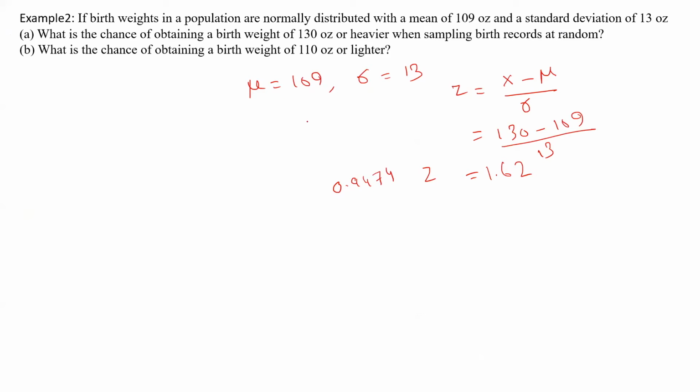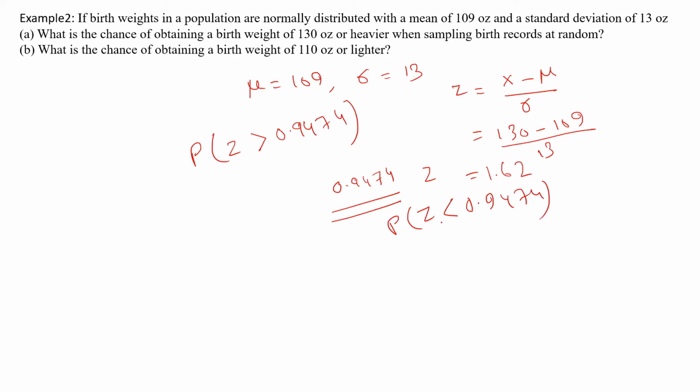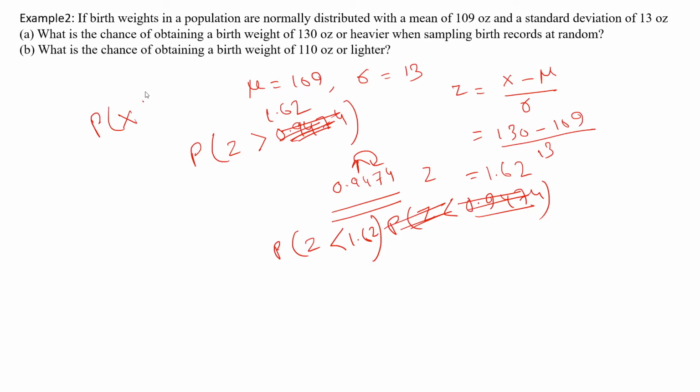But what is asked here is the chance of obtaining a birth weight of 130 ounces or heavier, meaning we need to find out this. Now I told you how to find this. The whole area is 1. So the value that you got, 0.9474, is for P of Z less than 1.62. Less than 1.62 is this one. So we need to calculate Z greater than 1.62, or we can say P of X greater than 130.